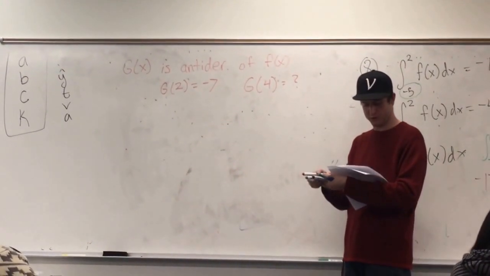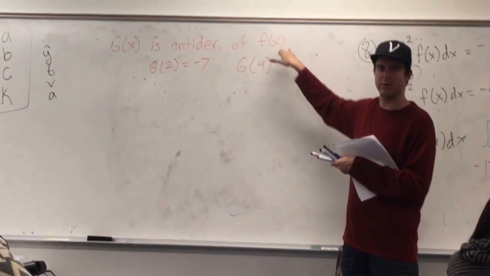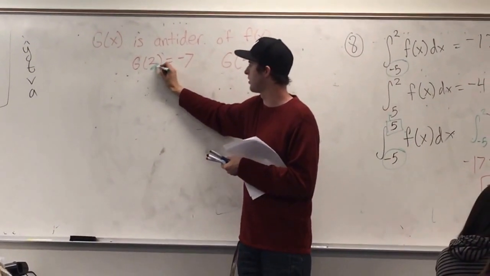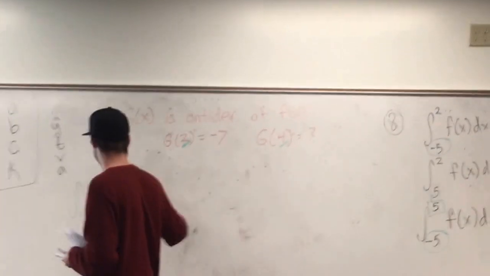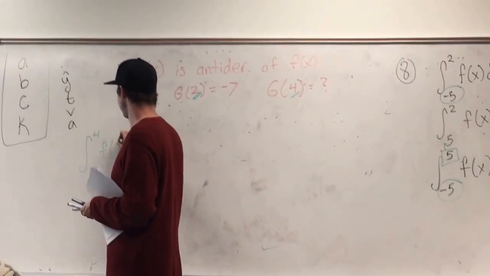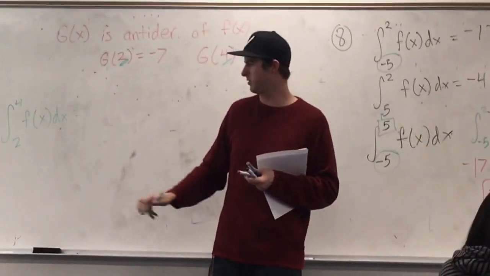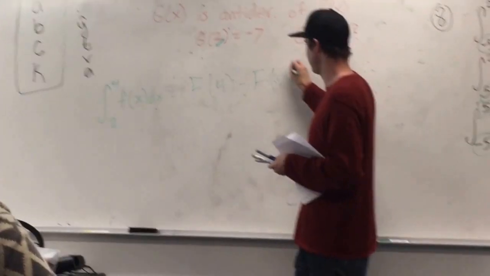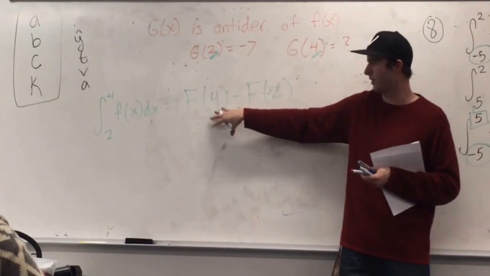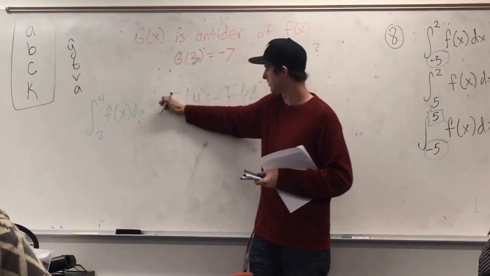One thing to make sure we know is that if g of x is an antiderivative of f of x, and I see 2 and 4, I know those are x values. Before you even look at the question, I'm expecting something like the integral from 2 to 4 of f of x is equal to, what did we say? The first fundamental theorem of calculus is basically big F of 4 minus big F of 2. We absolutely need to know this. But instead of F, they're just calling it G.